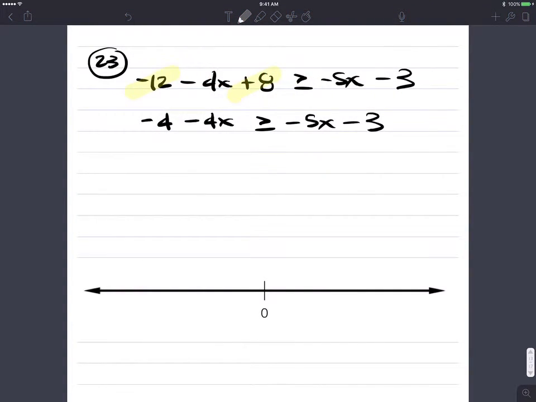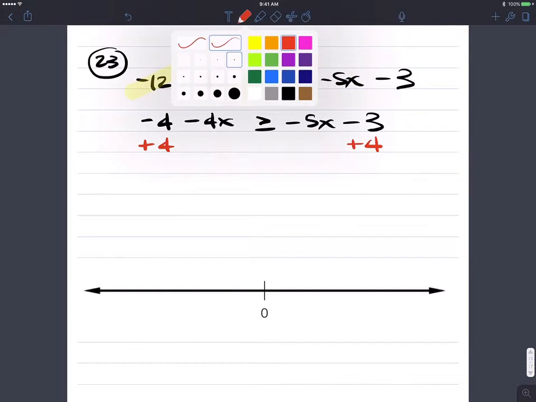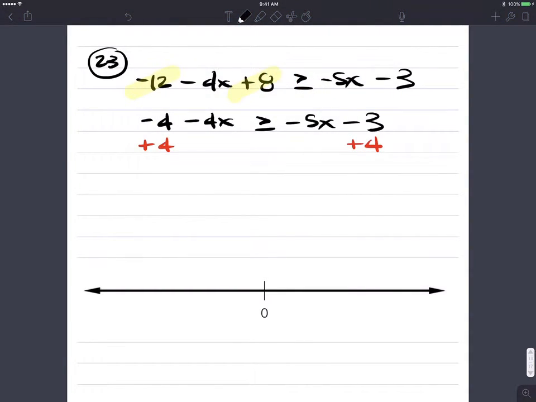We're now going to add 4 to both sides to be fair, preserve our balance, and we're going to simplify. Negative 4 plus 4 is 0. We're going to end up with negative 4x greater than or equal to negative 5x. And on the right side, we have negative 3 plus 4, which is positive 1.